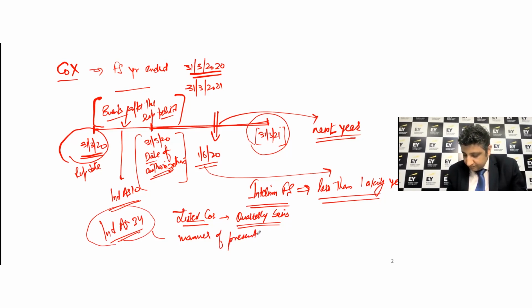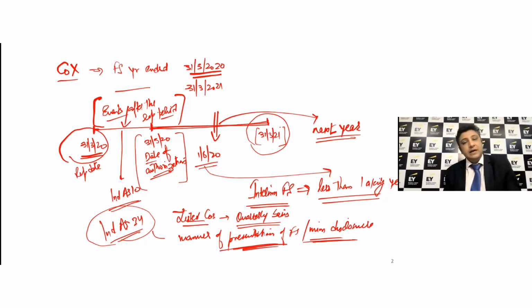Ind AS 34 would address the manner of presentation of financial statements and the minimum disclosure requirements. Okay. Now, this is exactly the same wording that we had used under Ind AS 1, but Ind AS 34 is a little relaxed kind of a standard for us in terms of working on the presentation and the disclosure requirements.